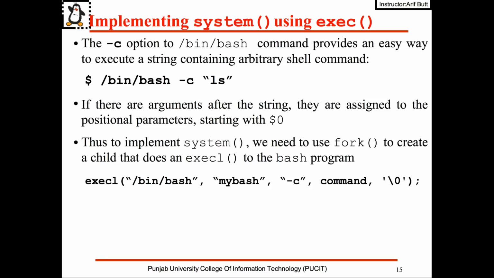Well, dear students, now we know how to use the system function. Let us see if we can write our own system function using fork and exec. To do this, just note that the -c option to the bash program provides an easy way to execute a string containing an arbitrary shell command. And over here you can see the execl, which is passed this program name, this -c option, and finally the command line arguments.